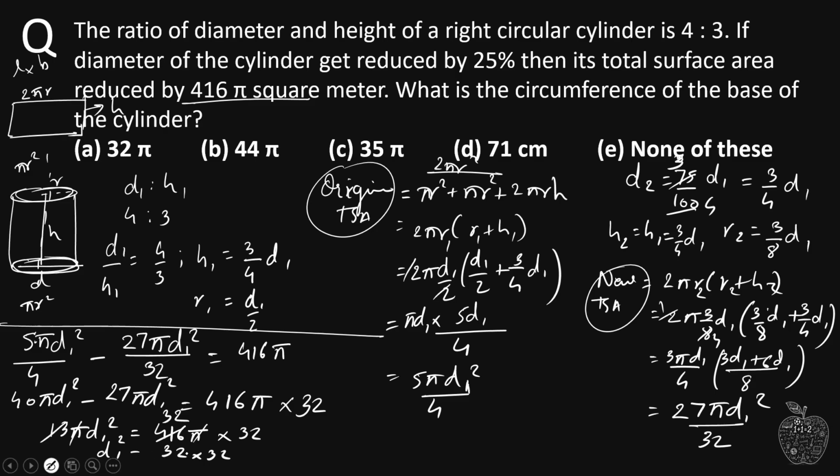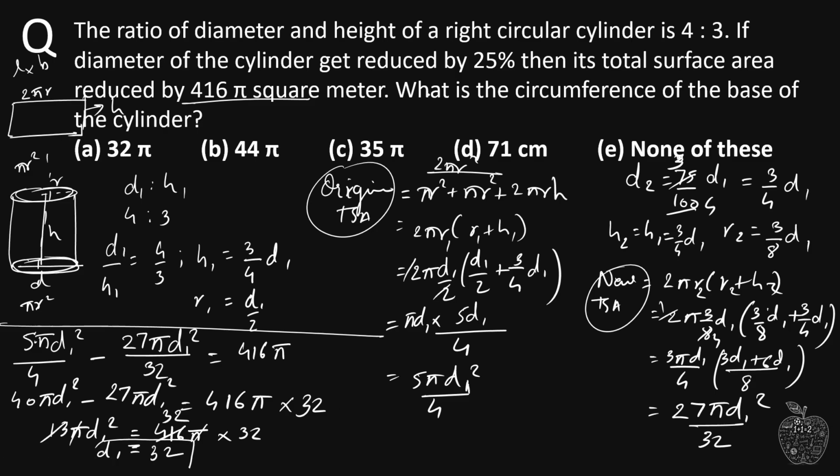Alright, or I can say that this is under root of 32 into 32, or I can simply say that d1 is equal to 32. I hope you get it. This is basic maths. So d1 is equal to 32.